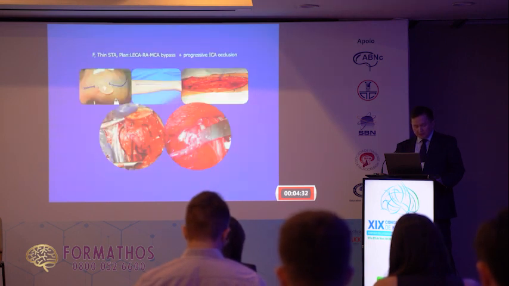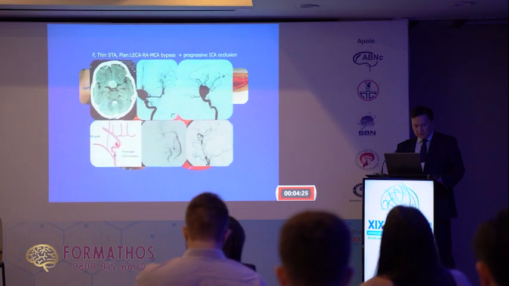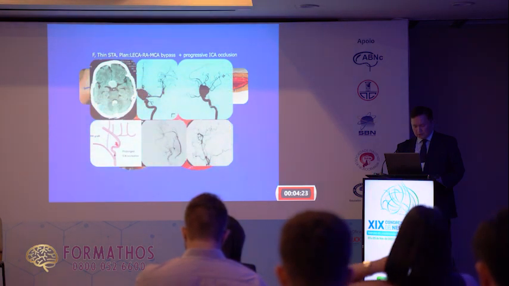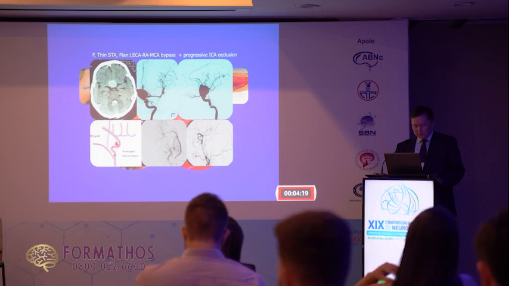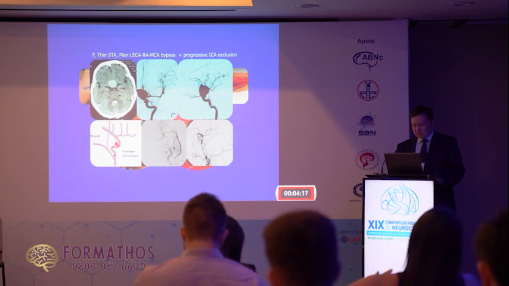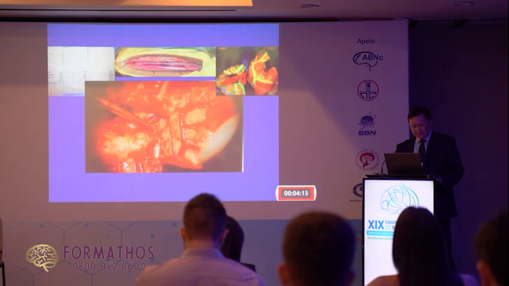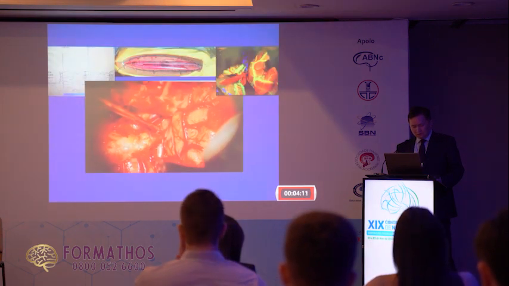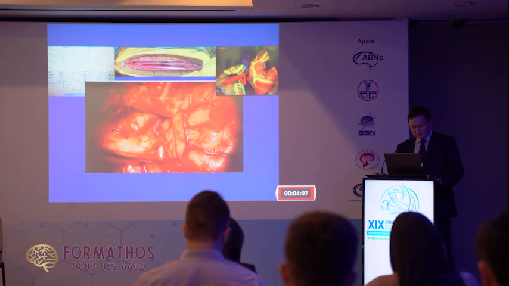So this is a female patient. The STA was too small, so we used the radial artery. This is after the radial artery transplantation, an STA, ECA to M2 segment bypass. Then you can see the whole MCA territory was replaced. This is the intraoperative video. You can see the intraoperative stoma was patent.